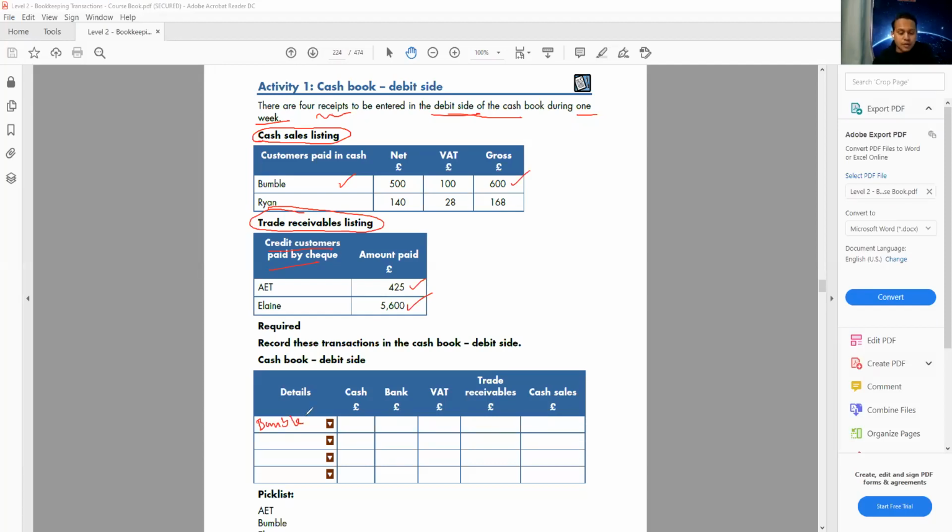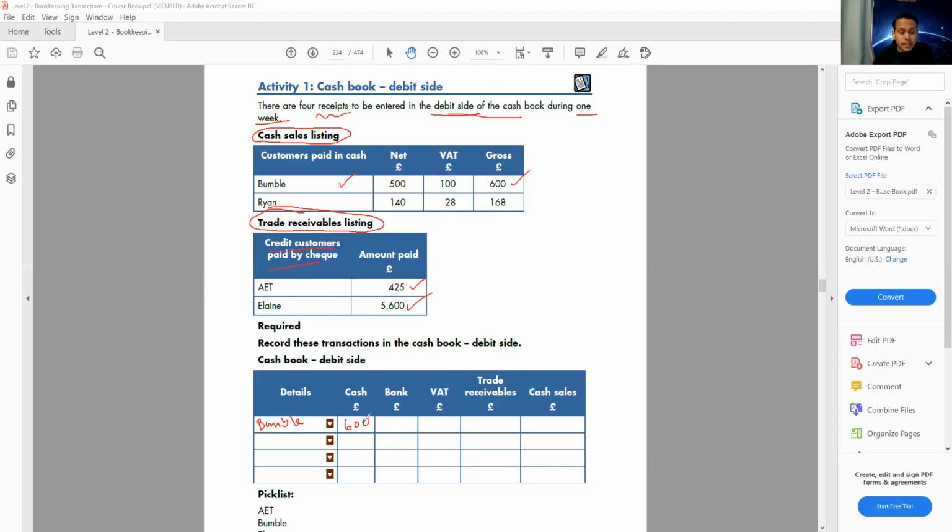Bumble. How much am I going to write in the cash column? 600. So in the cash column, remember, we always record the total amount, not 500. I have received a total of £600. So the total amount I'm going to record on the cash book, debit side, in the cash column.